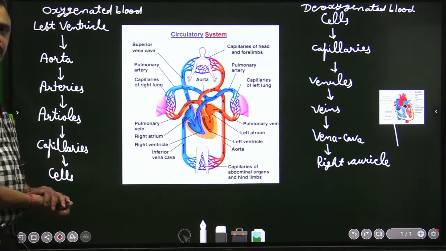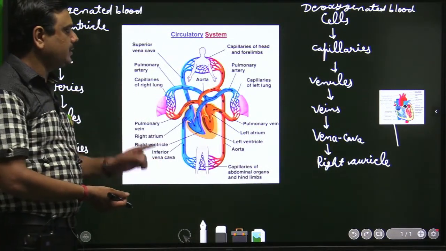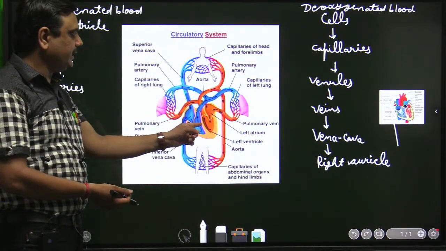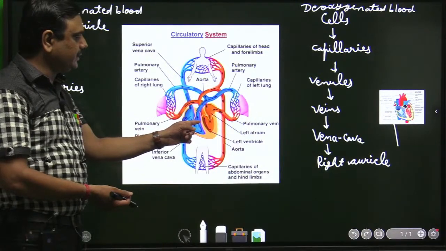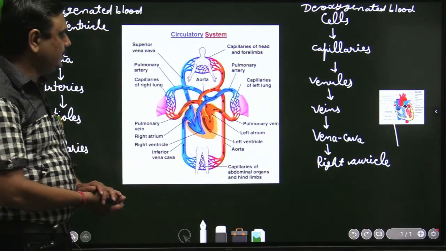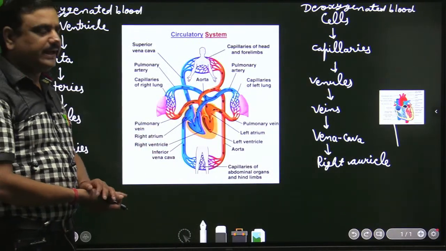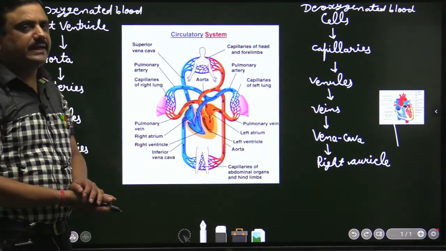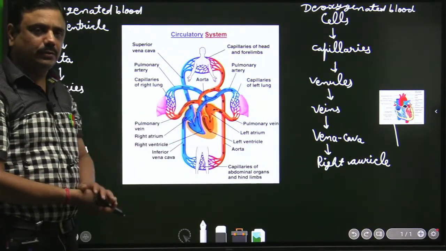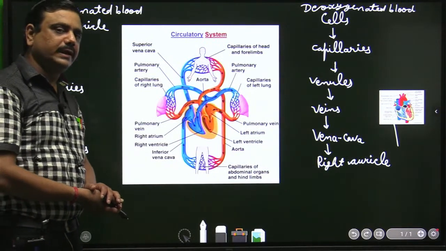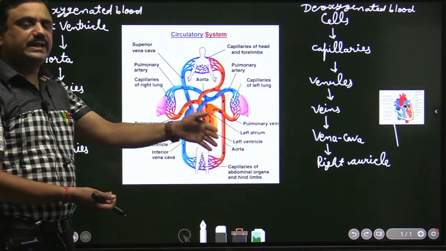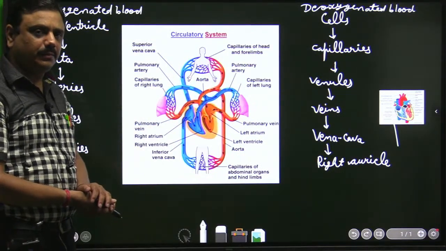Once again we talk about that. From the lungs, blood enters into the left atrium. From left atrium, the blood goes into the left auricle. From left auricle through the aorta, this blood is supplied to the body. How? The aorta is further divided into arteries. Each artery is further divided into arterioles, and each arteriole is further divided into capillaries. Capillaries supply the blood to each and every cell. Each cell, according to its requirement, takes oxygen from the blood and releases carbon dioxide into the blood.